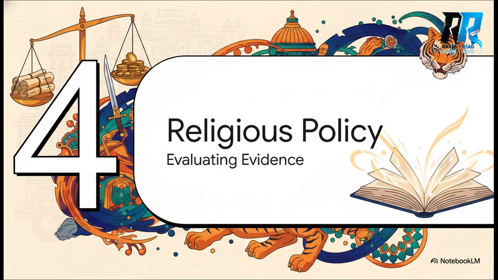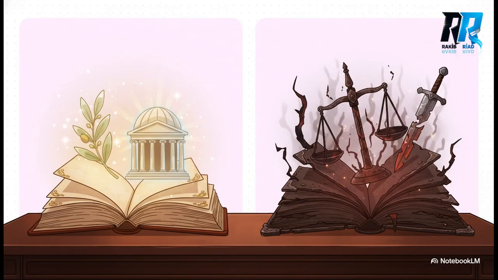All right, Section 4, Evaluating Religious Policy Evidence. Now, this is where the historical debate gets seriously hot, and it's the ultimate test of our DBQ skills. As impartial examiners, we have to look really closely at two completely contrasting sets of historical administrative records. Exhibit A points to religious tolerance and patronage, while Exhibit B points to severe religious persecution. Let's weigh the raw data for both.